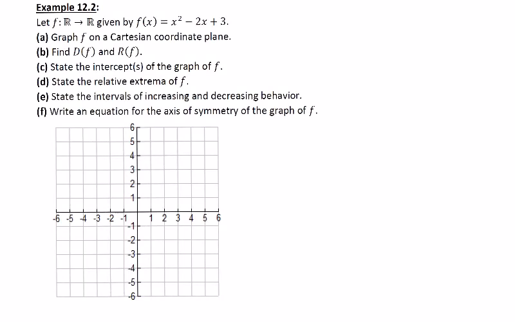Example 12.2 defines a function using the equation f of x equals x squared minus 2x plus 3, and we're also told that the domain of this function will be all real numbers. The first item on the list is to graph f on a Cartesian coordinate plane.